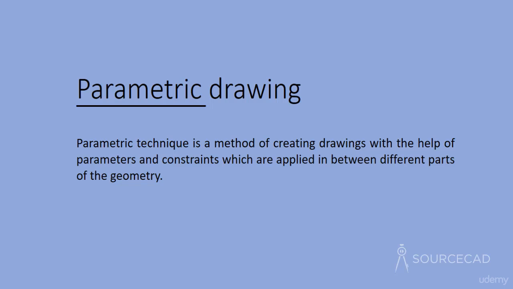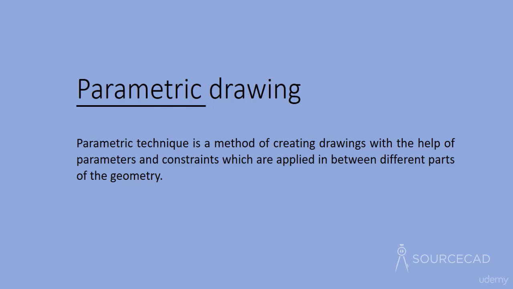So now we'll start looking into the parametric technique of making drawings. The parametric technique is not new and it is used in many software, but in AutoCAD it was introduced somewhere around the year 2010. The parametric technique is a simple method in which drawings are made with the help of constraints or restrictions. These restrictions are applied on different mating parts.